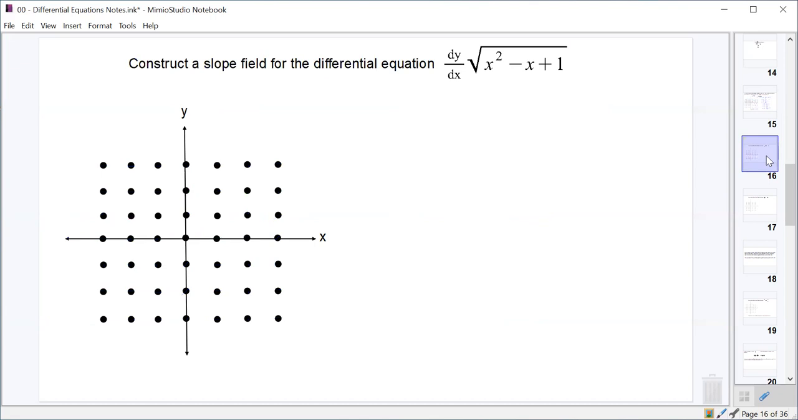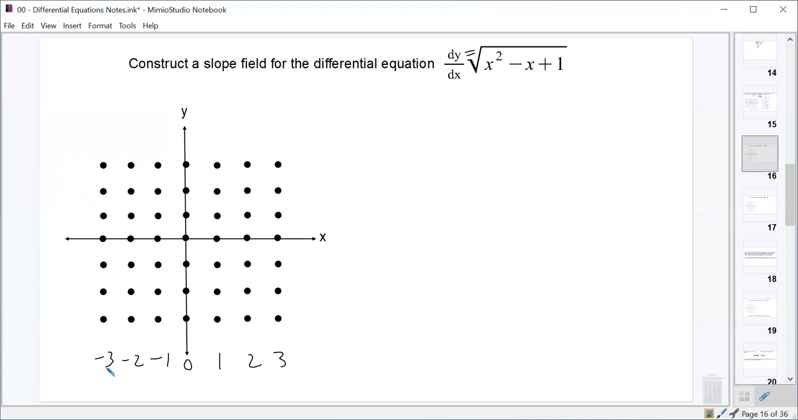We're going to construct the slope field for the differential equation dy dx equals root x squared minus x plus 1. Let's call each of these increments 0, 1, 2, and 3, and -1, -2, and -3. It doesn't really matter what the y coordinates are here, because if we look at our differential equation, it only involves x values.